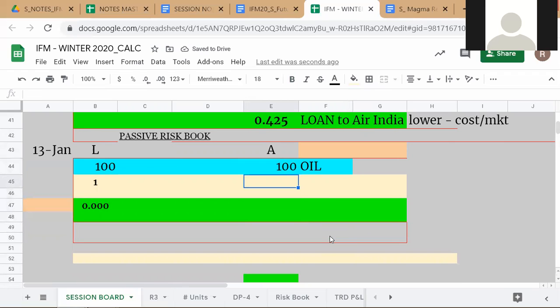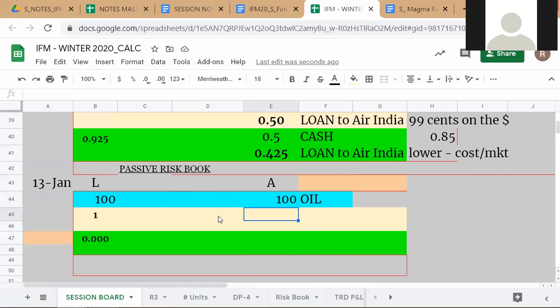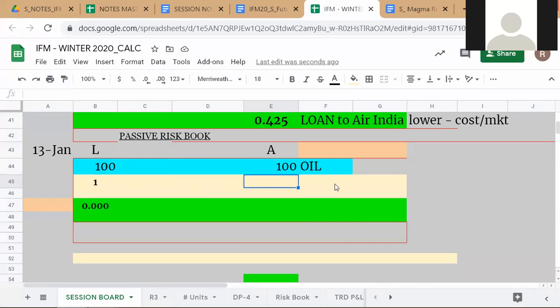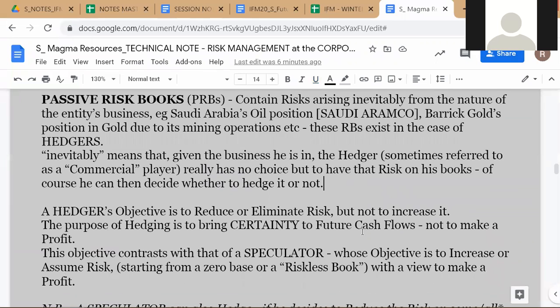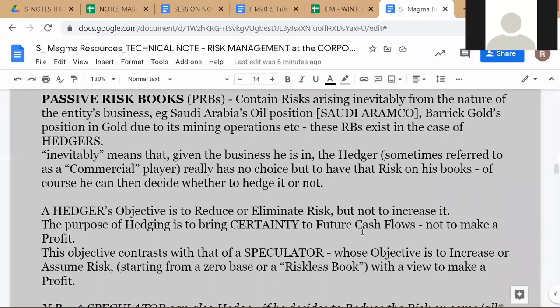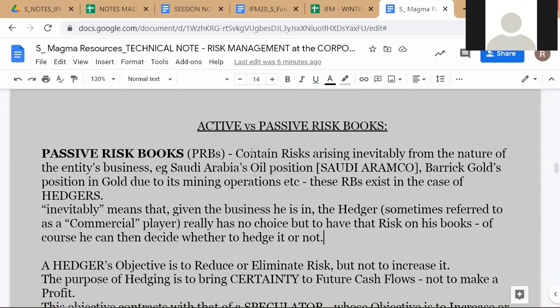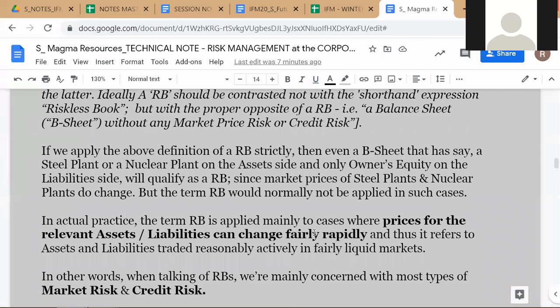Okay, all right. So the point is, straight away, the Saudi Aramco balance sheet becomes a passive risk book because they are not seeking to speculate. Remember the nature of the business. So to understand passive risk books, you have to understand the nature of the company's business, the risks which are arising. So this is a risk book, which means it is a balance sheet which has assets and liabilities which will change in value, and therefore they represent a source of risk. Okay, so maybe I can further enrich the risk book definition.